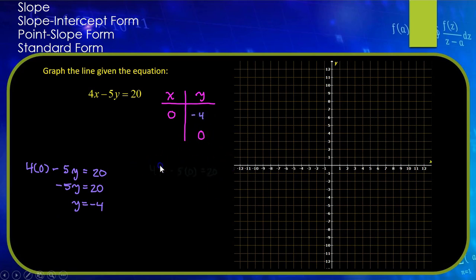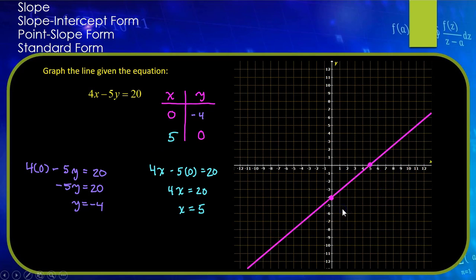And if I were to let y equal 0, I would end up with 4x equaling 20. Dividing both sides by 4, I get x equals 5. And so I have two ordered pairs. I have 0, negative 4, and 5, 0. And here's those 2 points, and I would just draw the line through them. That'd be good. Sometimes that intercept method doesn't work all that nicely because there's sometimes issues with it.